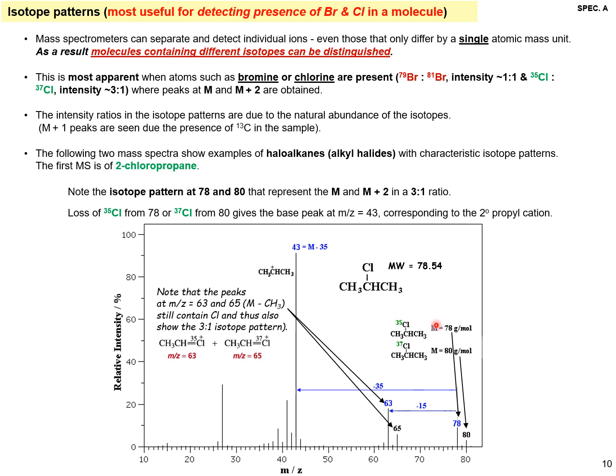You'll also notice typical patterns of M-15, but when you lose 15, a methyl, from this, you still have chlorine present in the molecule. So you can see that the peaks at 63 and 65 are due to these two species, where you've lost a methyl, but you still have a chlorine 35 and a chlorine 37. Finally, you have loss of a chlorine, which is M-35 from the 78, and that is for the propyl cation.